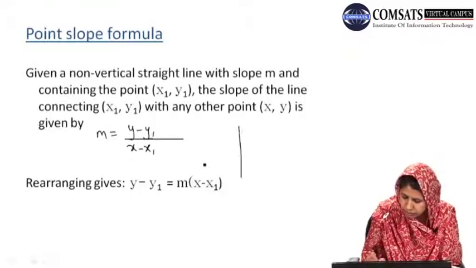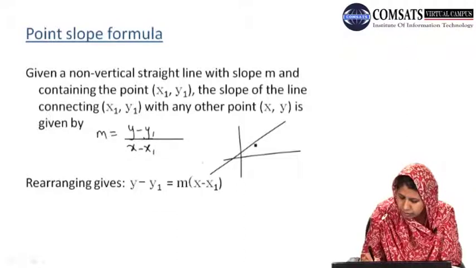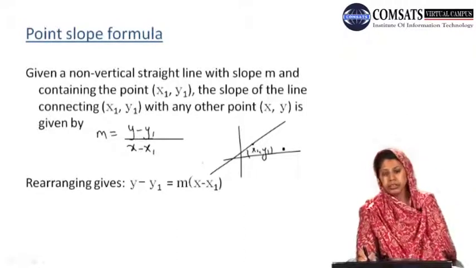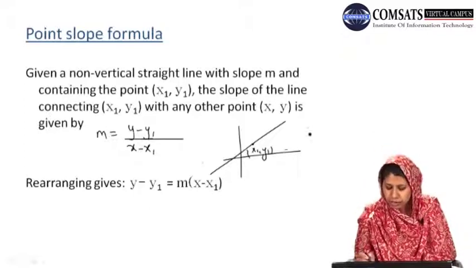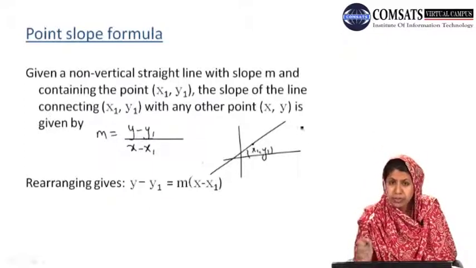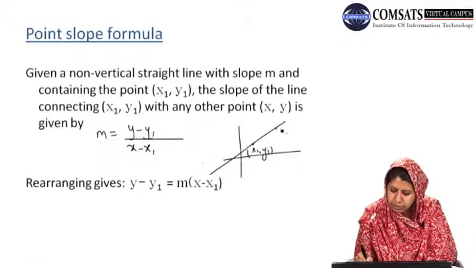That is, this is the point, let's say (x1, y1), and we want to find the slope of a line connecting the point (x1, y1) with any other point on the line. Let's say this is the point (x, y).